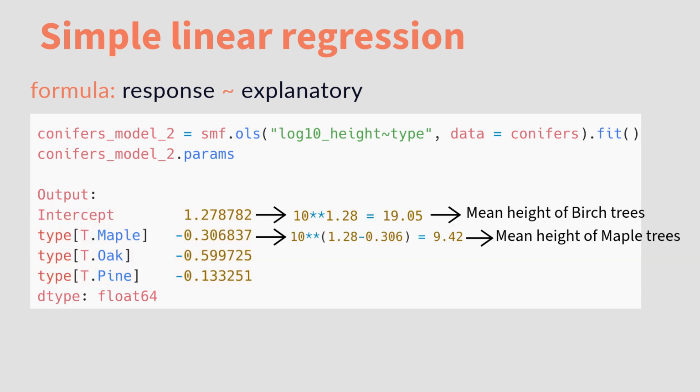Interestingly, if we raise 10 to the power of 1.28, we get the mean height of birch trees. The coefficients of maple, oak, and pine are calculated relative to the birch tree. For example, if we subtract 0.306 from the intercept 1.28, we get the log10 height of maple, and if we raise 10 to the power of 0.996, we get the mean height of maple trees.